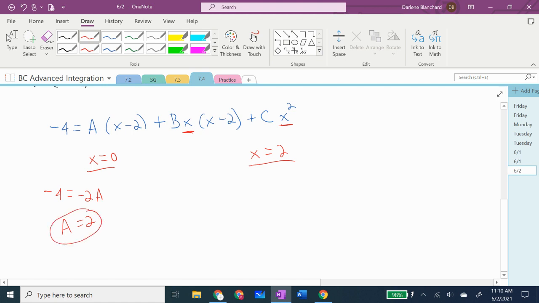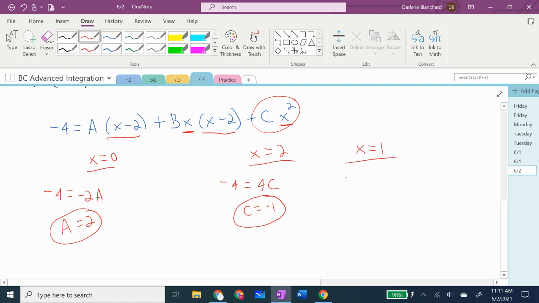When I plug in x equals 2, I'm getting -4 equals 0 plus 0 plus 4c. My c is equal to -1. I only have one more unknown constant to find, so I'm going to go ahead and plug in another x. When I plug in x equals 1, 1 is chosen because it can be any number that isn't already chosen, and 1 is the best number that's left over.